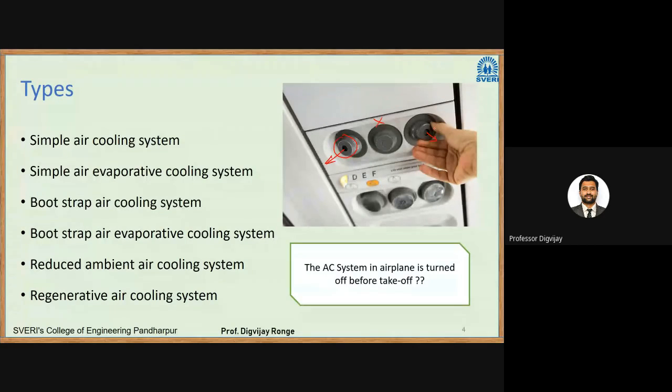So there is a question. The AC system in an airplane is turned off before takeoff. So this is a question for you. You Google it and search the answer. Whenever you sit in a flight in the future, or many of you might have experienced it, they don't start the AC when the plane is idle.